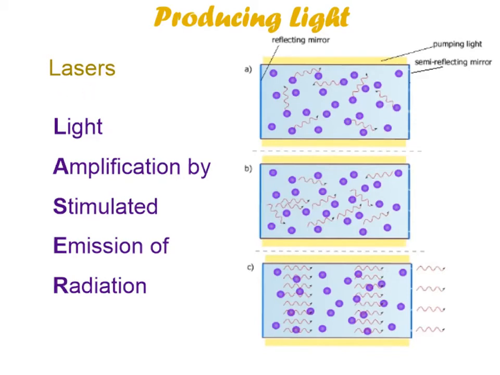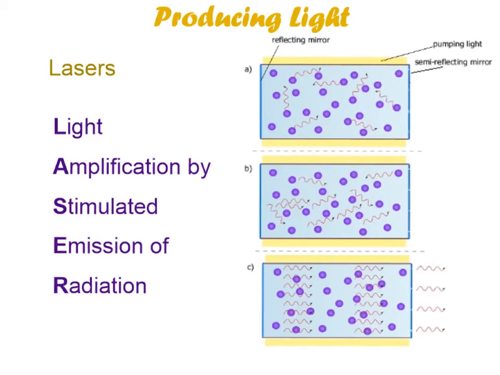The word laser comes from light amplification by stimulated emission of radiation. Lasers can be made with many different kinds of materials. They can be made with gases, liquids, or solids. The wavelength of the laser depends on what kinds of materials are used. A very common laser is the helium neon laser.